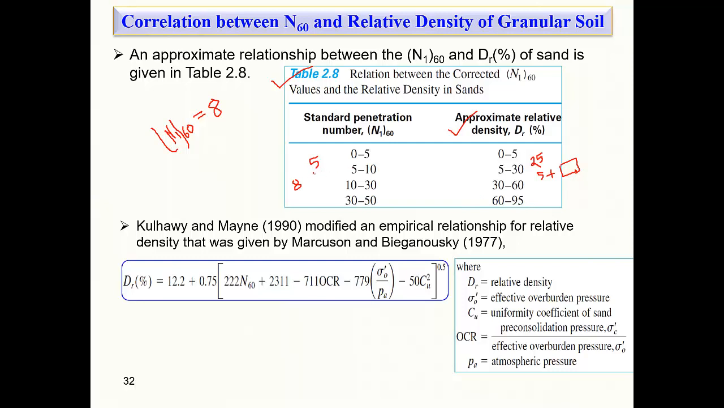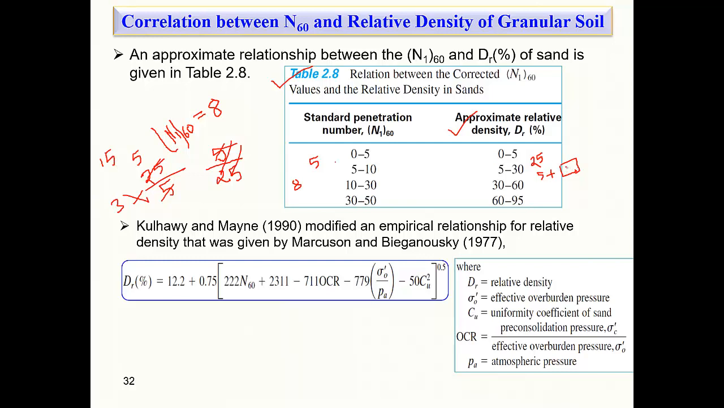So for 5 it is changing 25 times, right? And for this, 5 equals 25 for 5 number of n, right? Variation of n, and you are having the variation of relative density 25. For 1 it would be 5, sorry. It would be 25 by 5, and then multiplied by 3. So how much? That would be 15, right? So 15 plus 5.